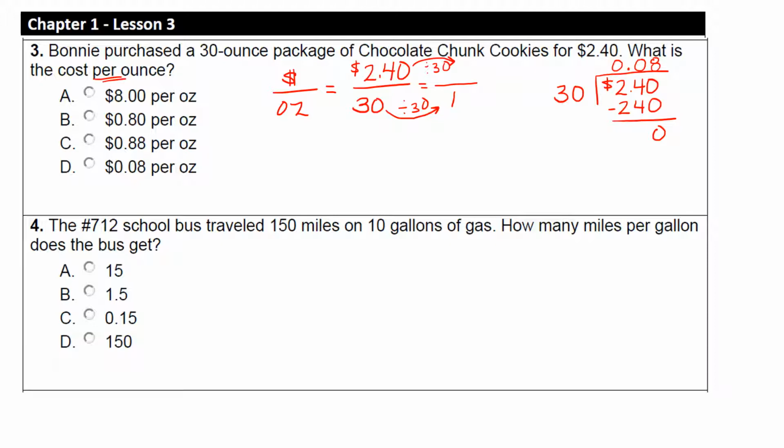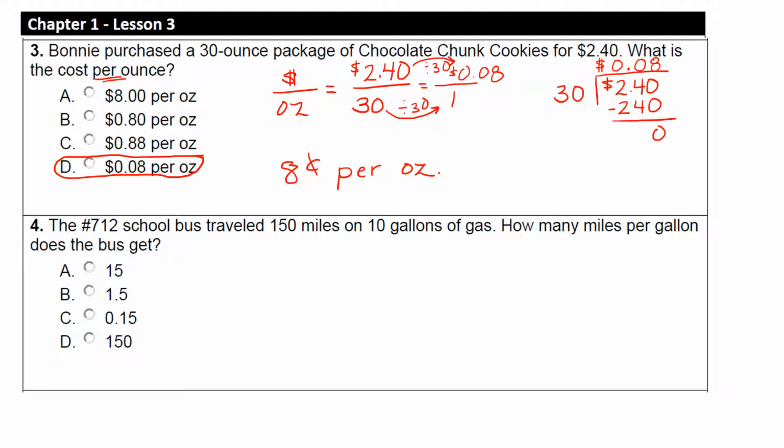Now 0.08 is 8 hundredths of a dollar. So it's 8 hundredths of a dollar, which is actually just 8 pennies or 8 cents. So it's actually 8 cents per ounce. So 8 hundredths is 8 pennies.